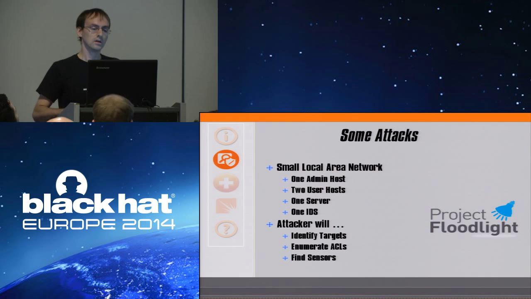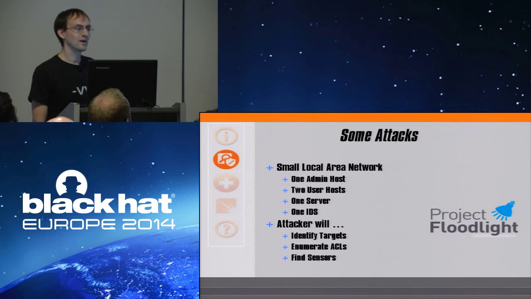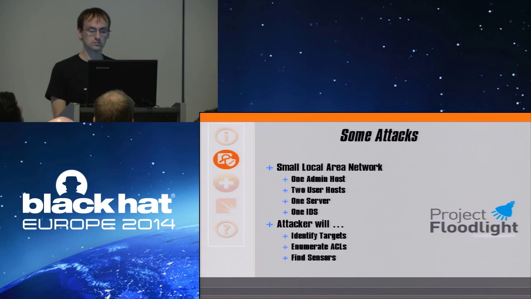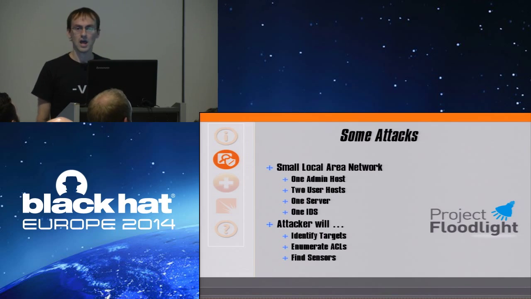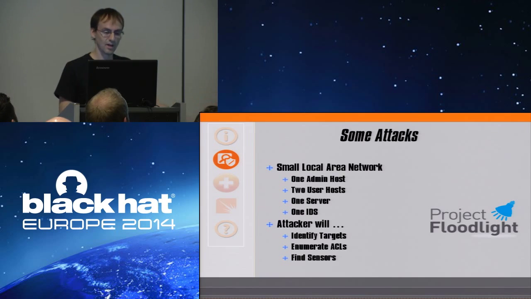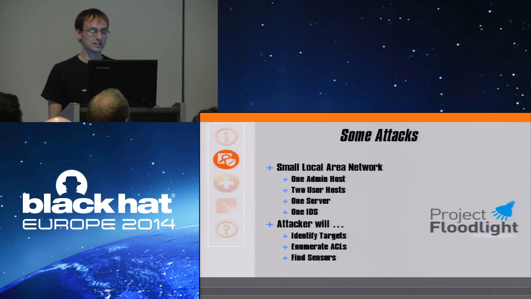Okay. Now, of course, what's next? Once we found this controller, right behind this controller is a small little network: one admin host, two user hosts, one server, and one IDS, which I will henceforth call the sensor. It can be anything, but it's going to be something like an IDS. An attacker, me. I'm going to save the fun stuff for myself. I'm going to identify targets. I'm going to enumerate ACLs. I want to know what they're protecting, of course. And then I'm going to find sensors to see if anyone is listening.